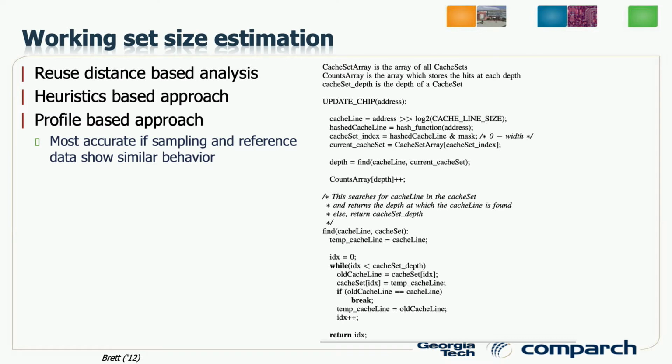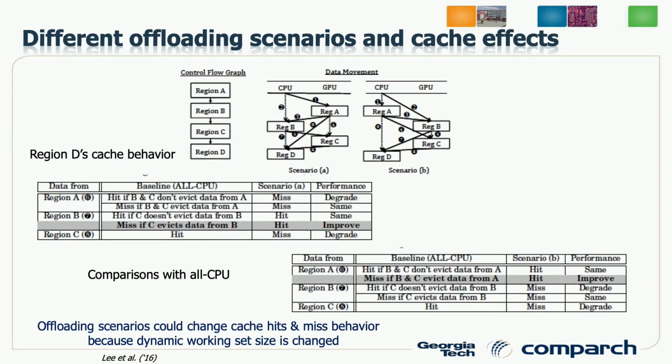But then there's another important part that we have to consider if we offload. Not only the working set size, the other issue is data sharing between two different units. This example shows different offloading scenarios. Let's assume that we have four different regions, A, B, C, D, and we have choices of offloading some of the regions to the GPUs. The two scenarios we're talking about are: regions A and C are offloaded to the GPU, or regions B and C are offloaded to the GPUs.